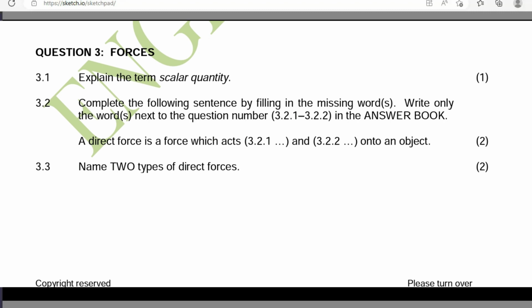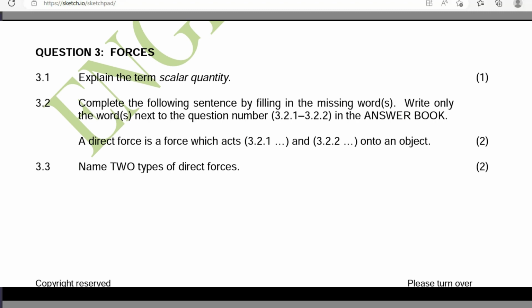We are still on Engineering Science N3, and today we will be doing a question from a question paper that was written on the 8th of April 2015 on forces topic. It's question number 3 and it reads as follows. We're going to start from 3.1.